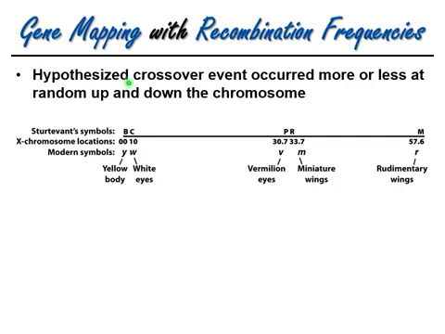So Thomas Hunt Morgan and his students hypothesized crossover events. Each crossover event occurred more or less at random up and down the chromosome. In fact, it's fairly random. There are certain areas of DNA sequence in our chromosomes that are more susceptible to crossover events. But basically, they assumed that they occurred at random, and in fact, mostly they do. And so then they were able to measure recombination frequencies between different genes.